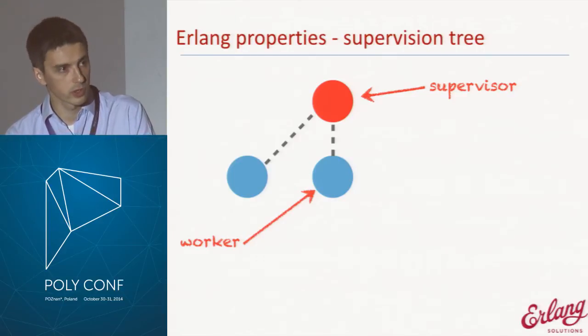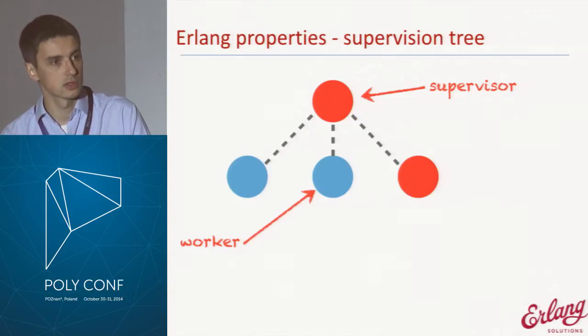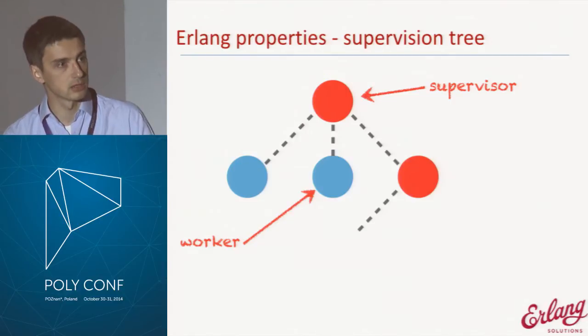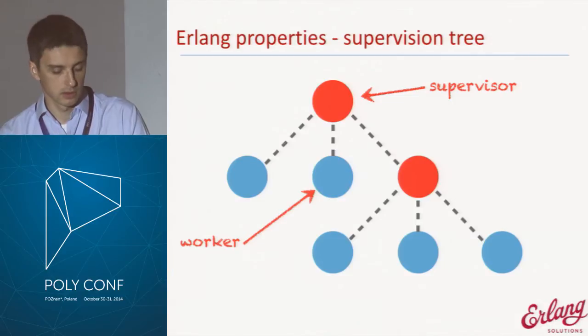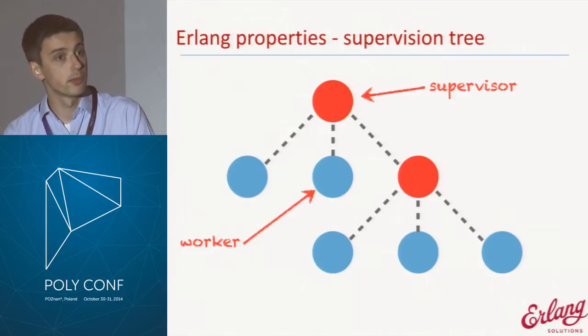We can have many workers, many supervisors, so this is a tree, truly a tree, which spans. And this is how a typical Erlang system will look. So be prepared for a failure. Don't try to mitigate it too much.